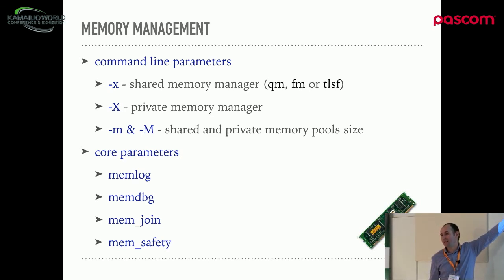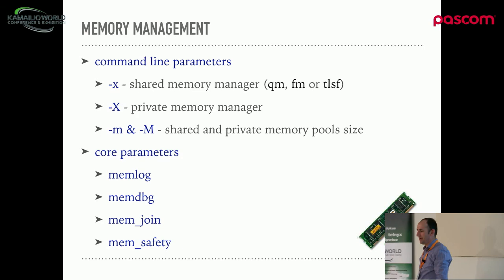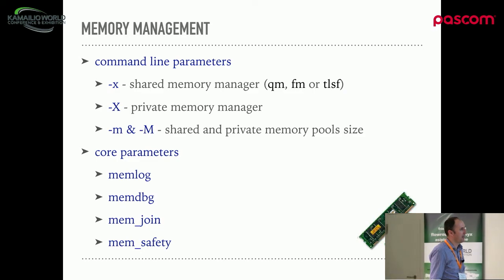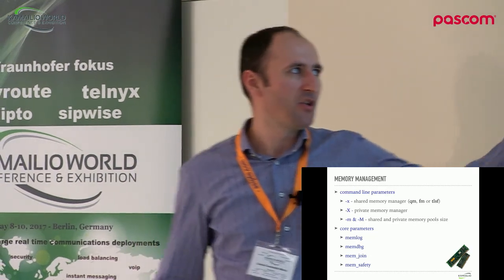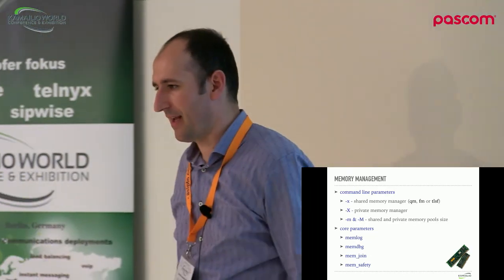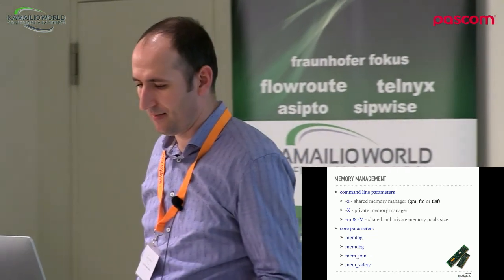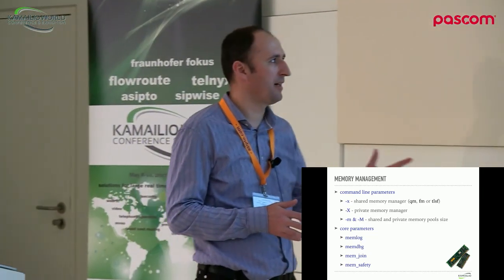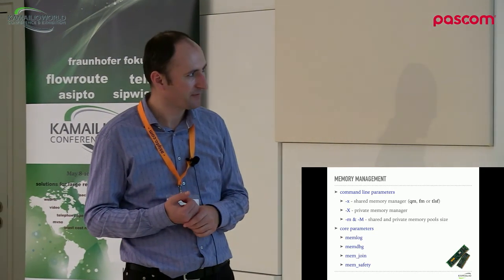Anyhow, you can choose it at startup, so you don't have to recompile like in the past, just use -X, and you can even have different ones, because we have two types, private and shared memory. Typically, you just use the same for both, so you use only the lowercase -x, and it will take care of setting the private memory manager as well. Shared memory size is not as recent as choosing the memory manager, but it is still relevant to choose the size of the memory you want to have reserved per process or per instance.